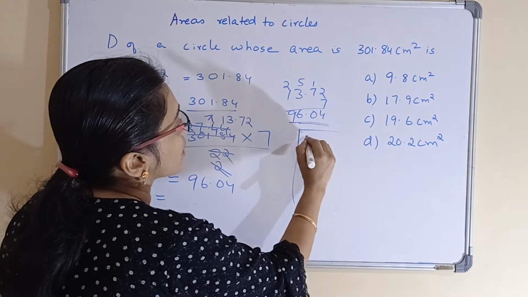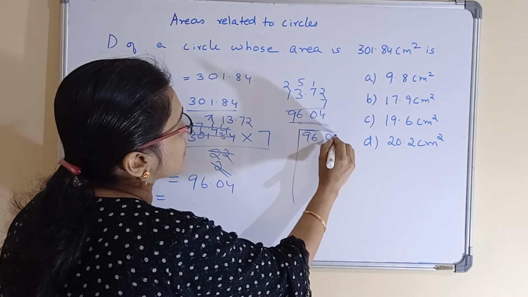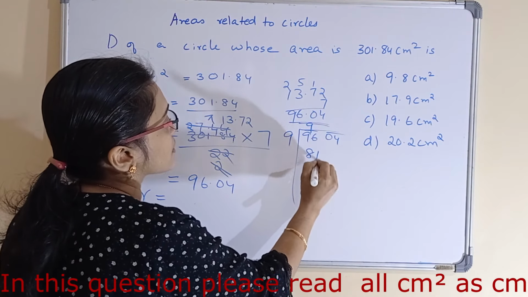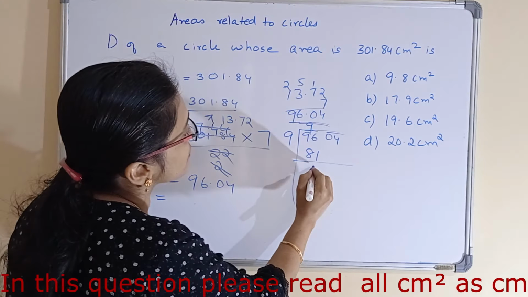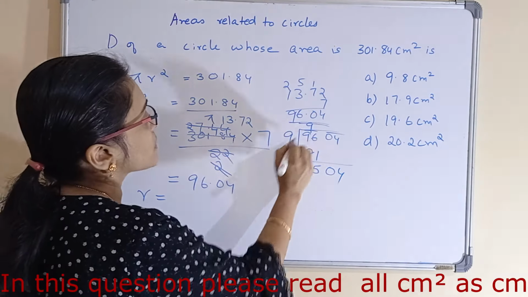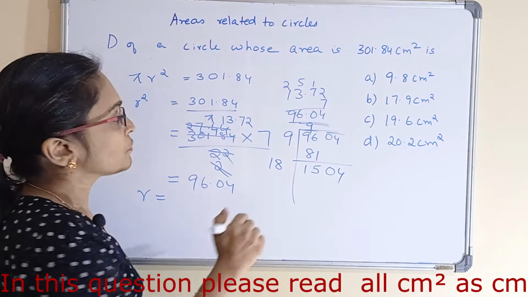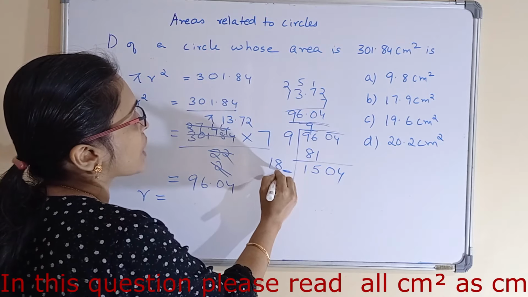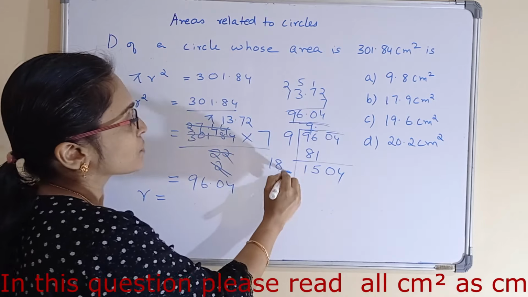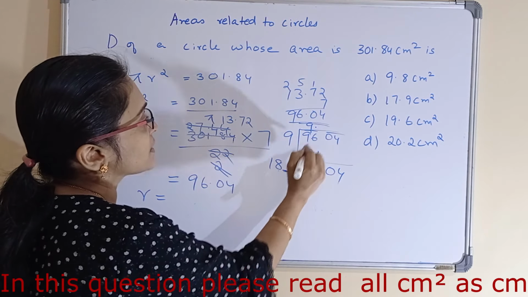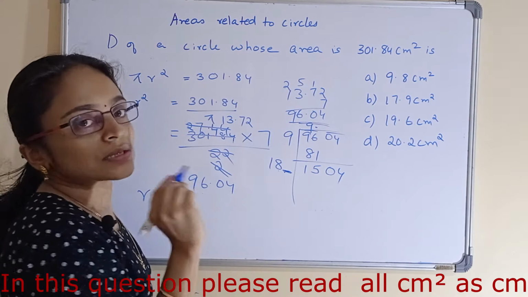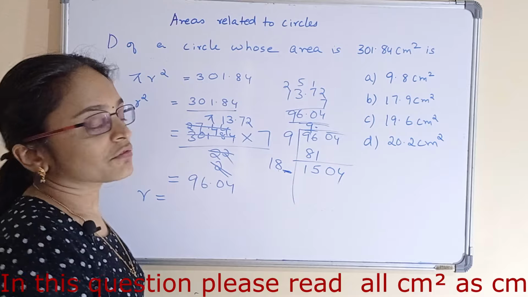We can find the root of 96.04 by the long division method. 9 nines are 81. Then 96 minus 81 is 15, and bring this 04 down. Now 9 plus 9 is 18. Now we have to find a number here such that 18 followed by this number, into this same number, should be equal to 1504.